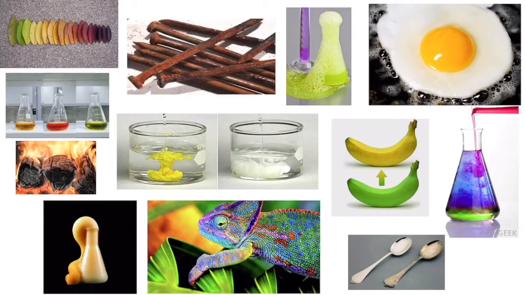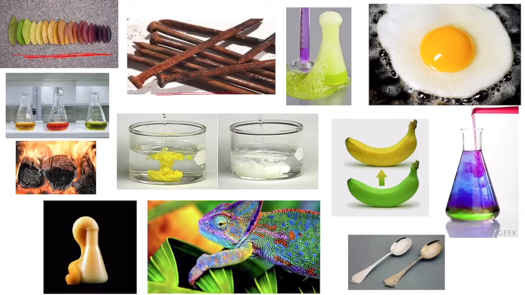So let's go ahead and look at some pictures, and we're just going to talk about the evidence that we see in each one of these pictures for a chemical reaction. All of these represent chemical reactions in some way. Let's look up here at these leaves. In the fall, when the leaves change color, there's a chemical reaction that takes place inside those leaves and causes this color change. So our evidence there would be the color change.